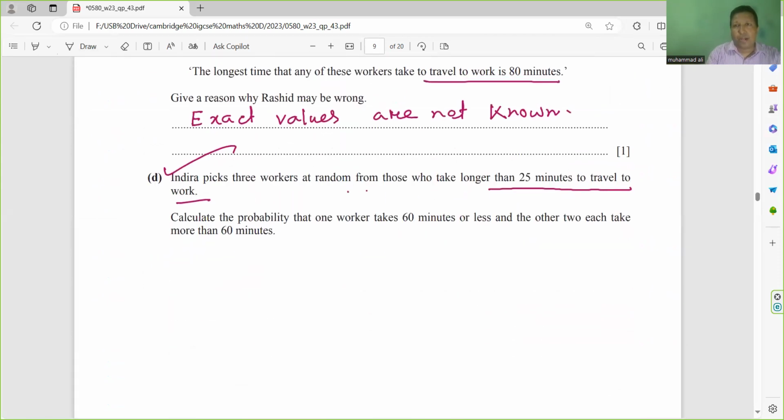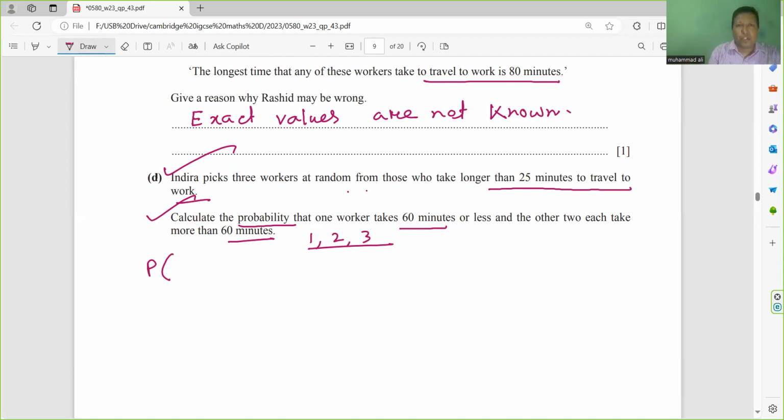And longer than 25 minutes to travel to work, calculate the probability. We have to find out the probability that one worker takes 60 minutes or less, and the other two each take more than 60 minutes. How many workers are there? One, two, three. Three workers. So we want to find the probability of one worker taking 60 minutes or less, and the other two each taking more than 60 minutes. Okay.